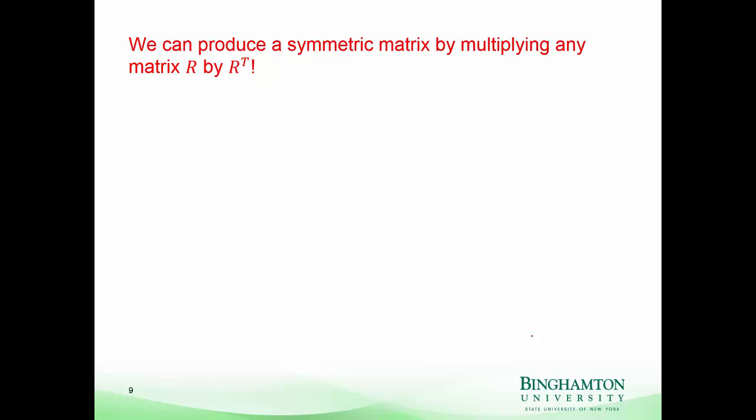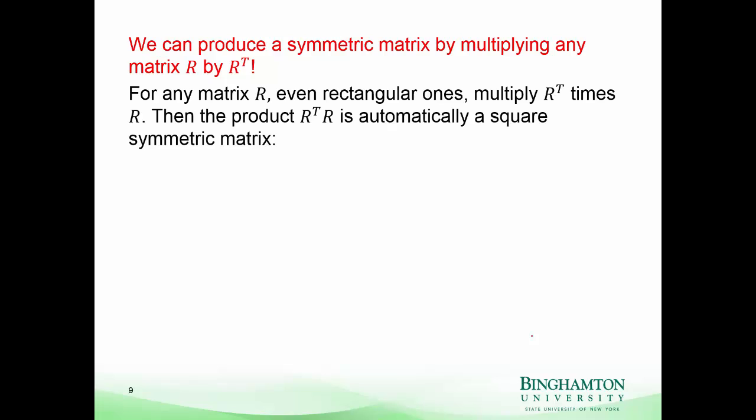So here's something that crops up an awful lot in engineering problems. If we take any matrix R, it doesn't have to be symmetric, and multiply it by its transpose, we get a symmetric matrix. So for any matrix R, even if it's not square, even if it's rectangular, if you multiply R transpose times R, or for that matter, R times R transpose, if it works that way, it will automatically produce a square symmetric matrix. So let's prove that, not formally, but informally.